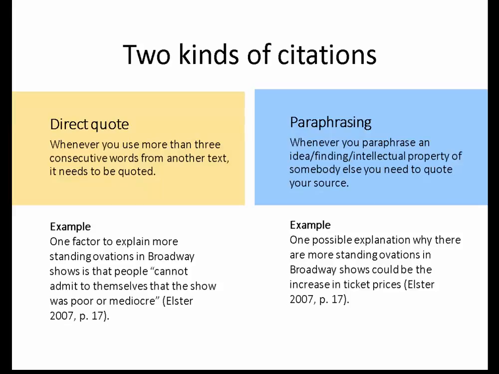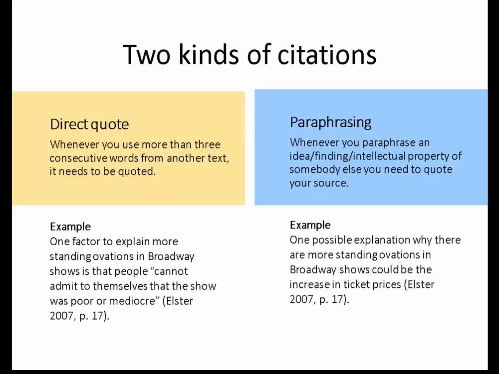Now in context, paraphrasing. So now I'm using the same idea that is there, that people cannot admit to themselves that the show was poor or mediocre, but now I'm using my own words. I'm saying one possible explanation why there are more standing ovations in Broadway shows could be the increase in ticket prices. Again, it's on that page somewhere. But you see now I'm not using a direct quote, but nevertheless I'm using this suggestion that Elster made.